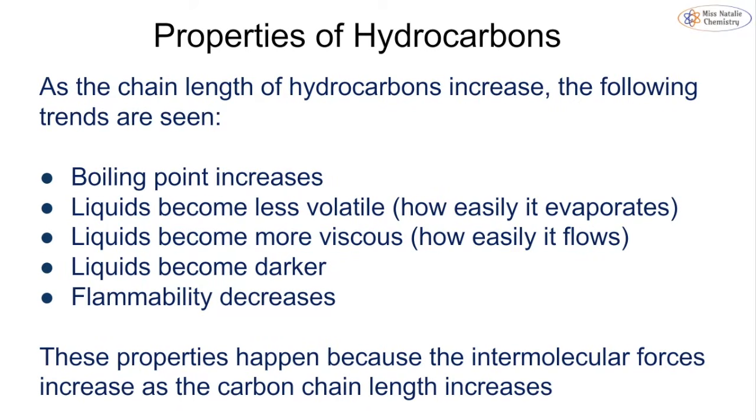So the hydrocarbons that are within crude oil have specific properties, and we can see different properties depending on the length of the carbon chain. And what we see is that as we increase the hydrocarbon chain, we see an increase in the boiling point. We see it becoming less volatile, so it doesn't evaporate as easily. They become more viscous, so they do not flow as easily. They become darker, and the flammability decreases, so they're not going to catch fire as easily.